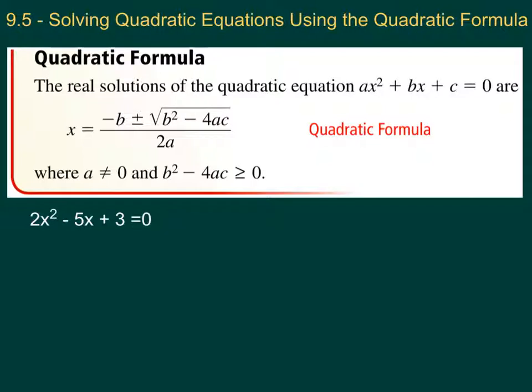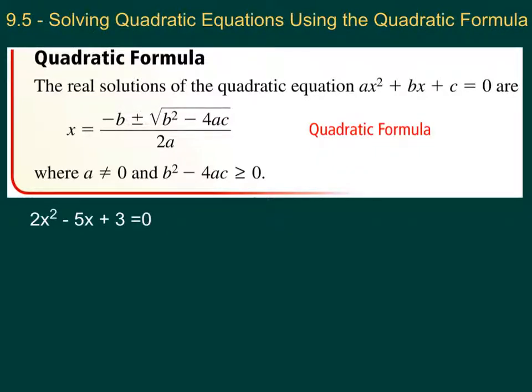So if we have a quadratic equation in the form of ax squared plus bx plus c equals 0, then our two solutions can be found using this formula right here. x equals negative b plus or minus the square root of b squared minus 4ac over 2a.